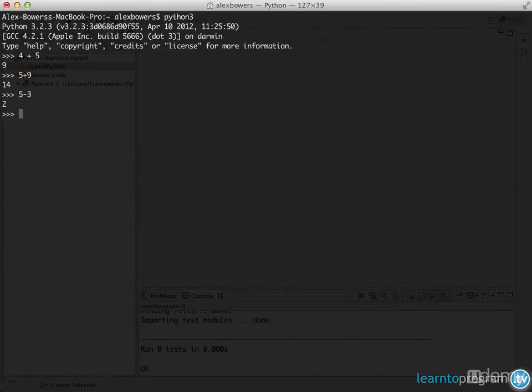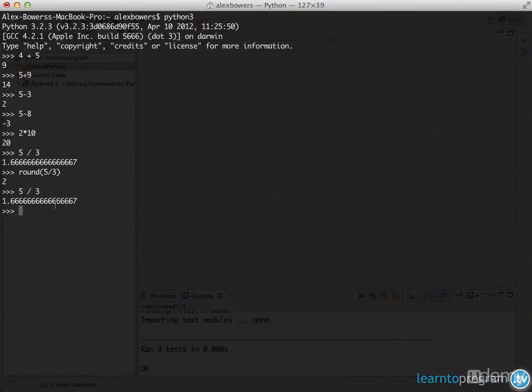Okay, so after we've done the addition, there's also obviously minus, so 5 minus 3 is 2, 5 minus 9 is minus 4, and then you also have multiplication, which is the asterisk symbol, so 2 times 10 is 20. Then you have the division, which is the forward slash, so 5 divided by 3 is 1.67. Now you can use other functions on these, so if I wanted to round that, I could round that to 2, for example.